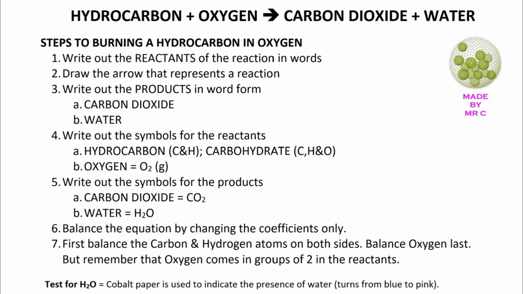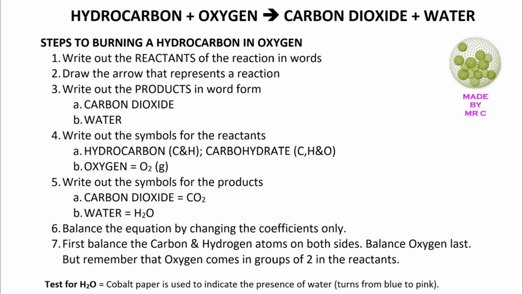Then we're going to try to write out the chemical equation. So first of all, write out the symbols for the reactants. A hydrocarbon is technically a molecule with hydrogen and carbon. And a carbohydrate can be thought of as a molecule with carbon, hydrogen, and oxygen. And then the formula for oxygen gas is O2, and in brackets, lowercase g, which means gas.